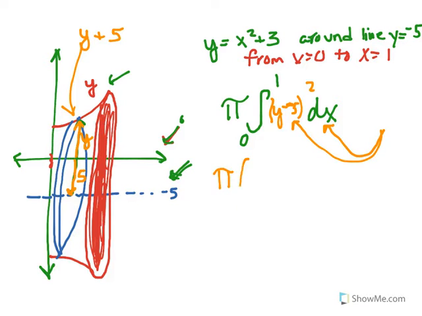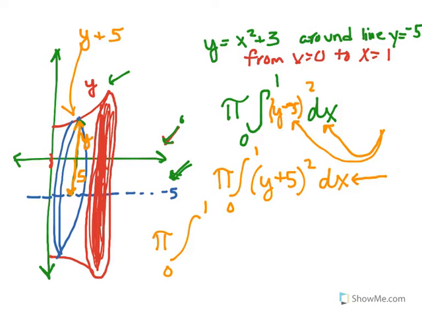So I'm going to write this equation, 0 to 1 of y plus 5 squared dx. Now in my head that makes sense because I'm adding an extra 5 in the middle. I can't integrate because I need everything in terms of x. So it's going to be pi, the integral from 0 to 1. Let's get it in terms of x. y is x squared plus 3, plus 5 squared dx.